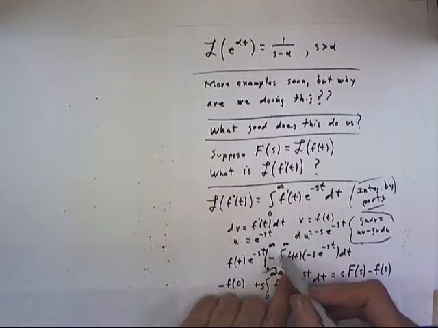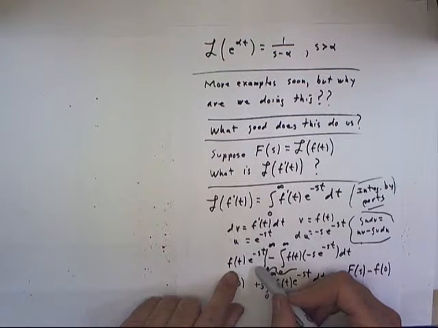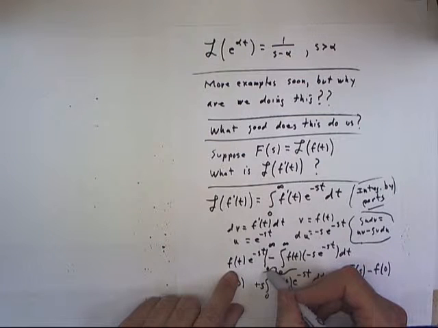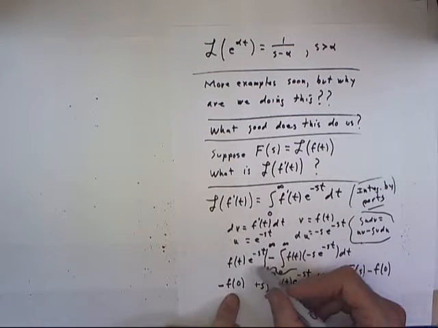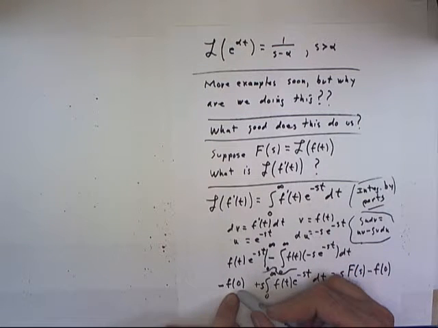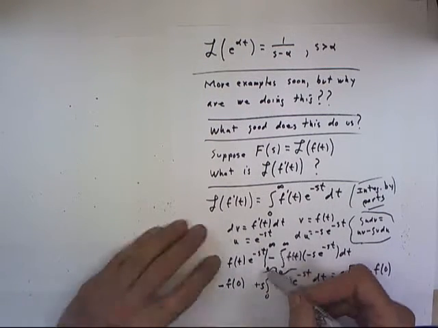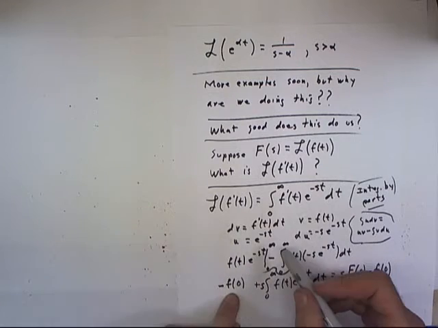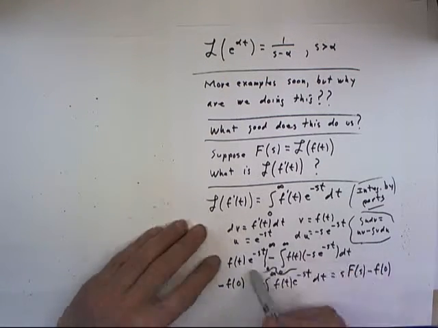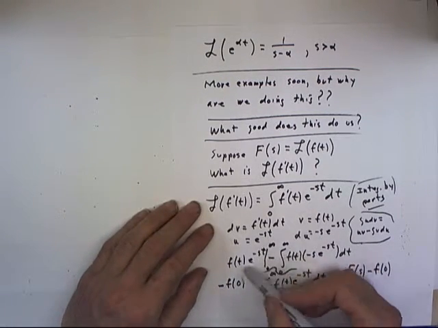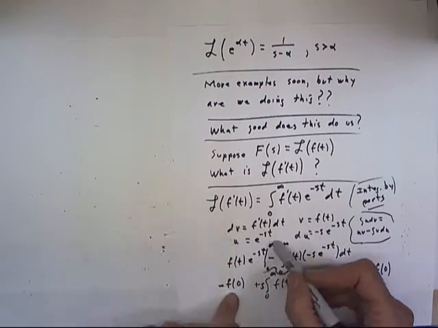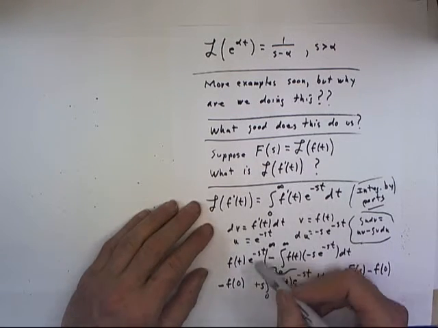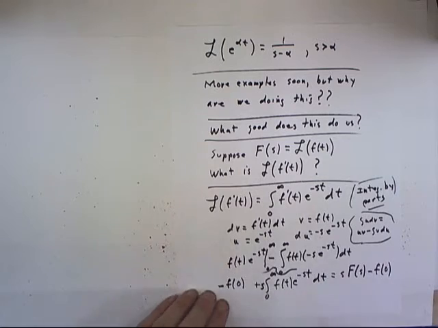Okay, so if we follow the process through, we get uv, which is just e to the negative st times f of t. Our integral goes from 0 to infinity, so this will be evaluated from 0 to infinity, minus the integral of f of t times negative s e to the negative st. Let's look at this first. At t equals 0, we just get f of 0 times e to the 0, and that's our lower limit, so that's going to be negative f of 0. At infinity, e to the negative st approaches 0 as t approaches infinity, so we get 0.